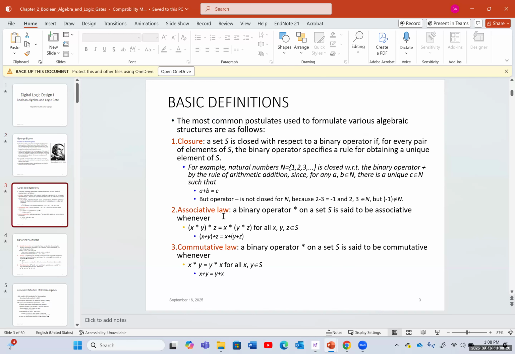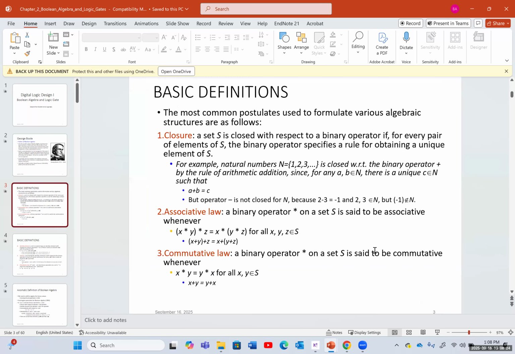So, some basic definitions of Boolean algebra: we have some postulates. The most common postulates used to formulate various algebraic structures are as follows. We have the closure. A set S is closed with respect to a binary operation if, for every pair of elements of S, the binary operator specifies a rule for obtaining a unique element of S.